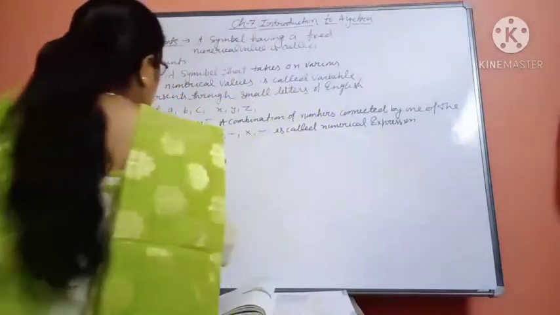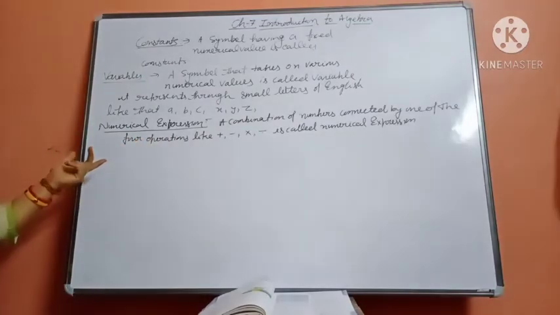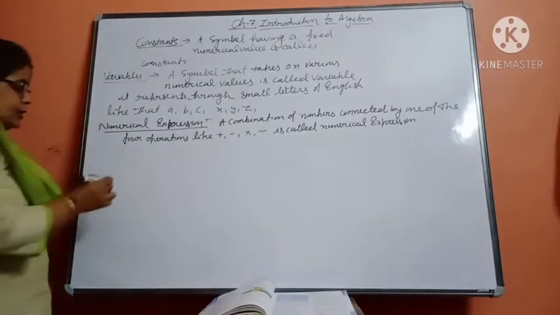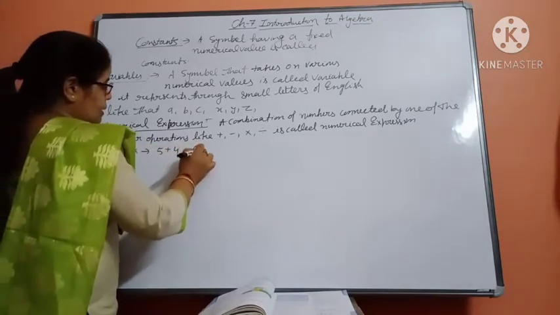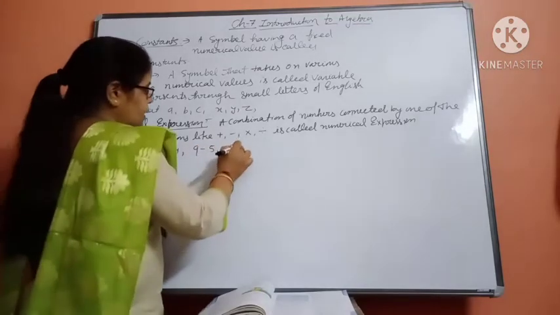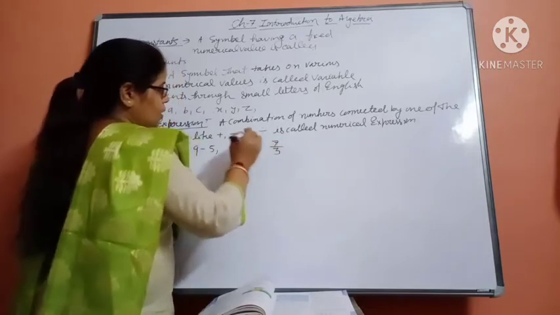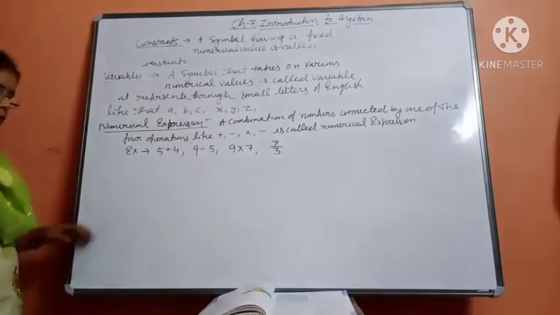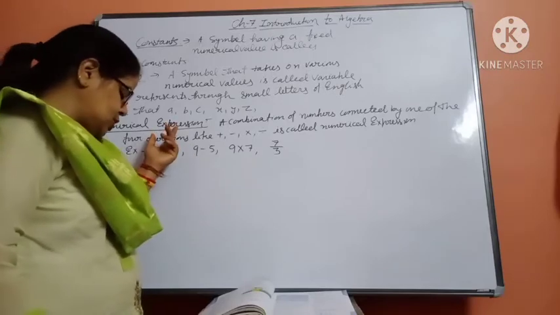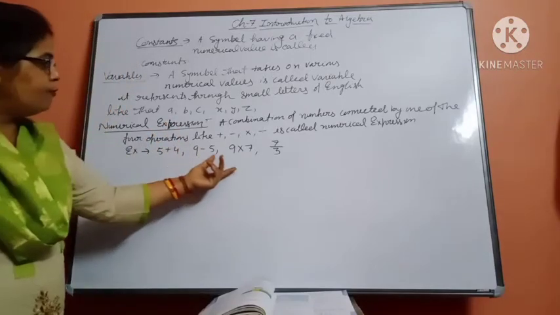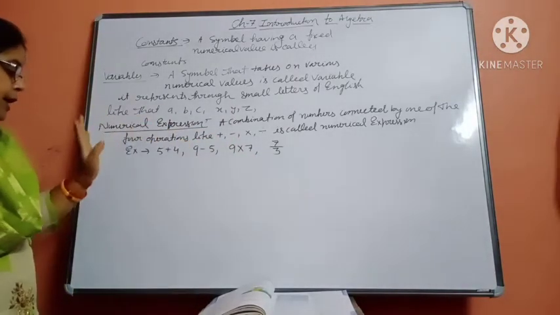Now try to understand this. A combination of numbers connected by one of the four operations. For example, 5 plus 4, 9 minus 5, 9 into 7, or 7 divided by 3, or whatever like that. Here we are taking examples. So this kind of expression is called a numerical expression.